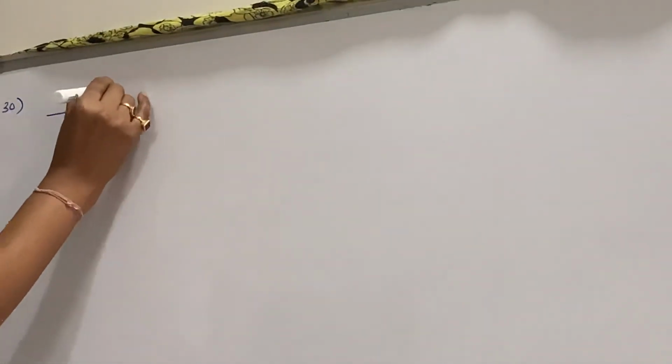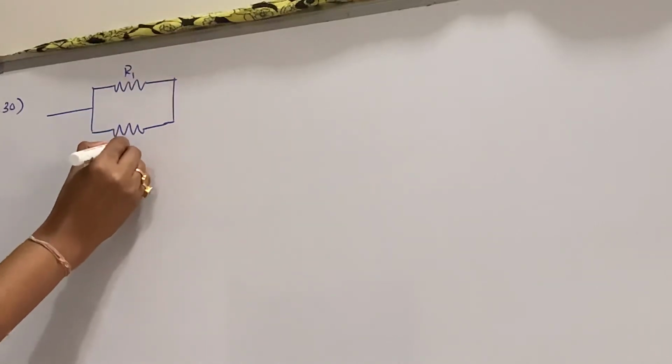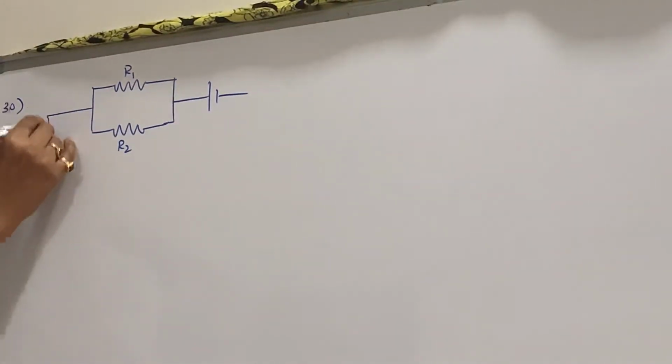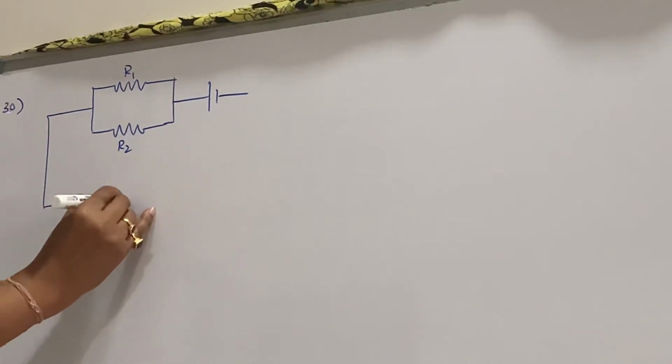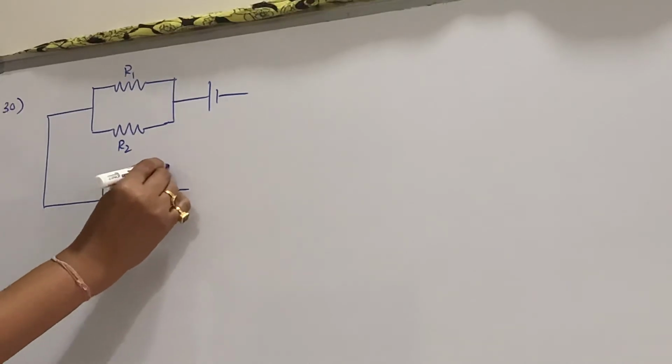Question number 30. Now what is given? 30 is again a lengthy sum. Just check. In question 30, there are two resistors called R1, R2. Here is a cell. Here they are connecting an ammeter, which is not required now for me. Here there are three resistors connected in parallel.